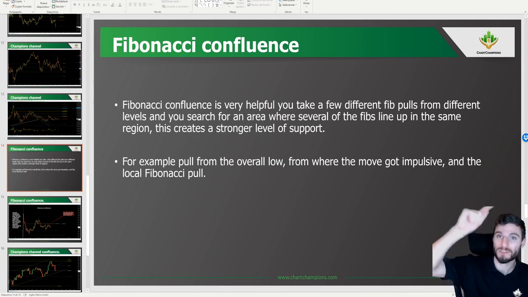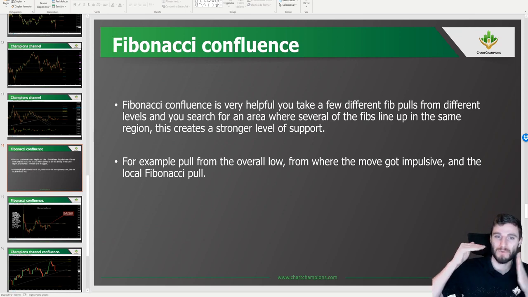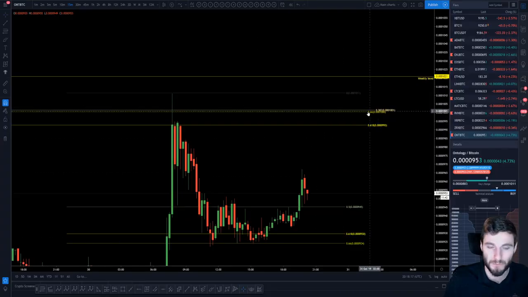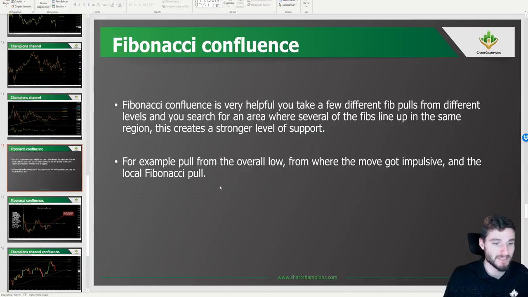So from overall low to high, where it got impulsive to high, and a local one, what you're actually trading now, low to a high. And then you'd have 3 different Fibonaccis on your chart, and what you're looking for is where they all line up very, very close together. If they're all spaced out and there's space between all the levels, there's clearly no confluence there. You want to see them line up very close together, just like the example on ontology, that's what I class as very close together. So that's clearly Fibonacci confluence, and you would expect reactions at this price, and you get the wick through, but ultimately you wouldn't have been annoyed about taking profits there. But yeah, that's Fibonacci confluence.